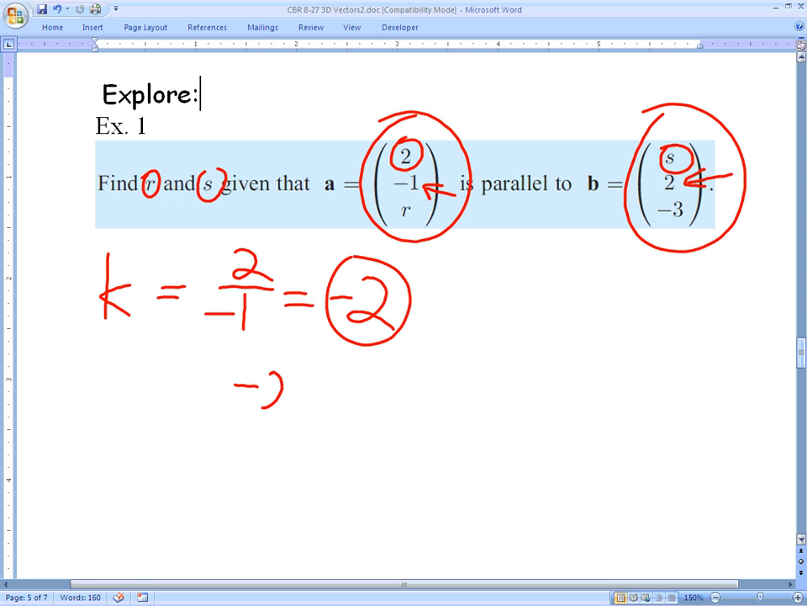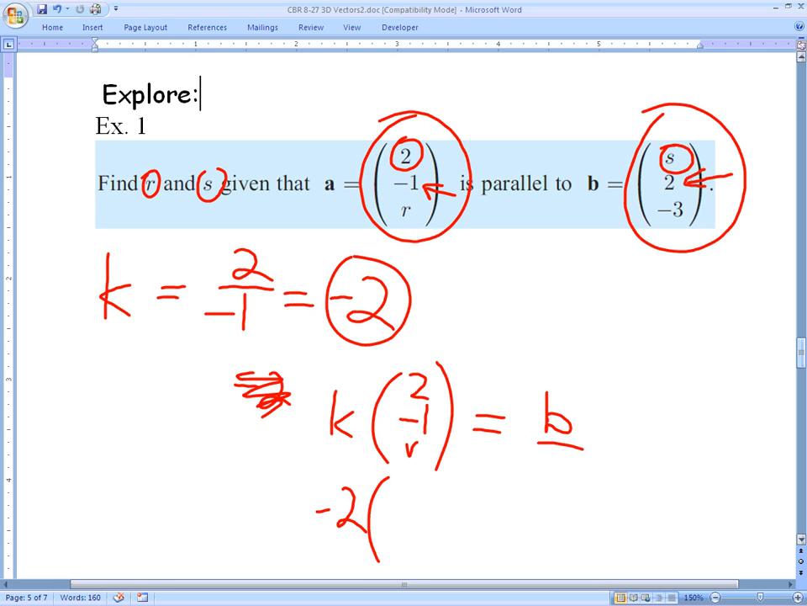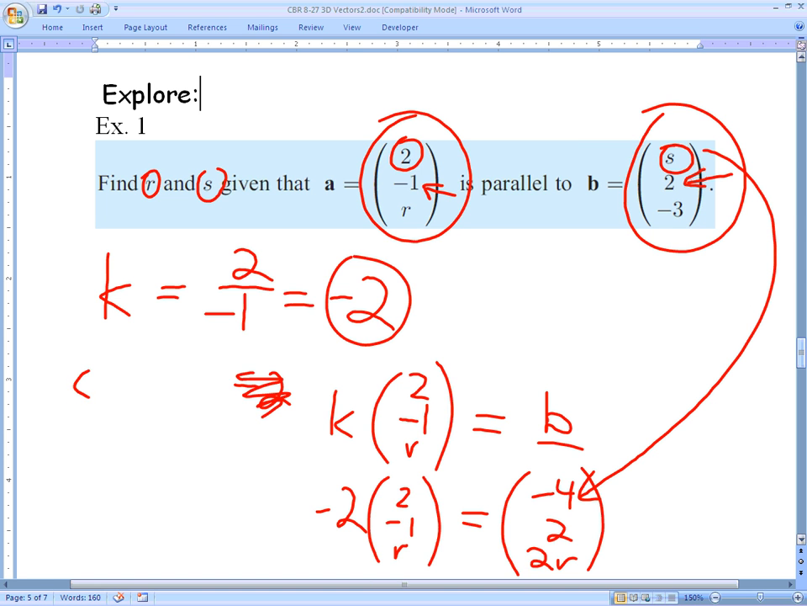So let's try it. Actually, let's rewrite it this way. So let's say if I've got K times 2, -1, R, that should turn into vector B. Therefore, I know that my negative 2 times 2, negative 1, and R should turn into my B vector, which is going to be negative 4 and positive 2, and then 2R. Well, by doing that, I figured out 2 of them already, so I know that S has to be negative 4. So I've got my S already. I've confirmed the correct answer here with the negative 1 turning into the 2 after multiplying by the negative 2.